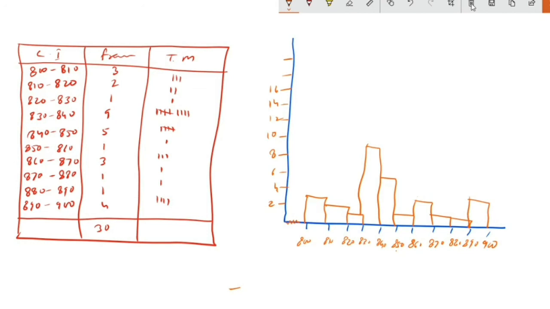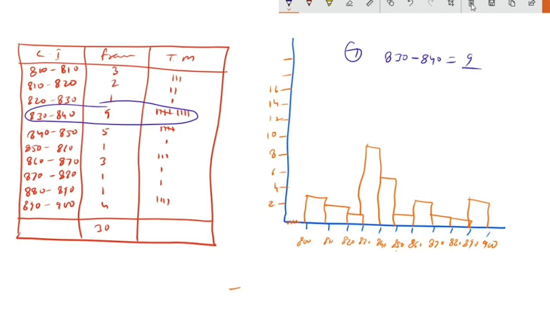Now we have to give the answers to the questions. The first question is: which group has the maximum number of workers? So this group is the highest number of workers. So the first answer is 830 to 840. There are 9 workers here.